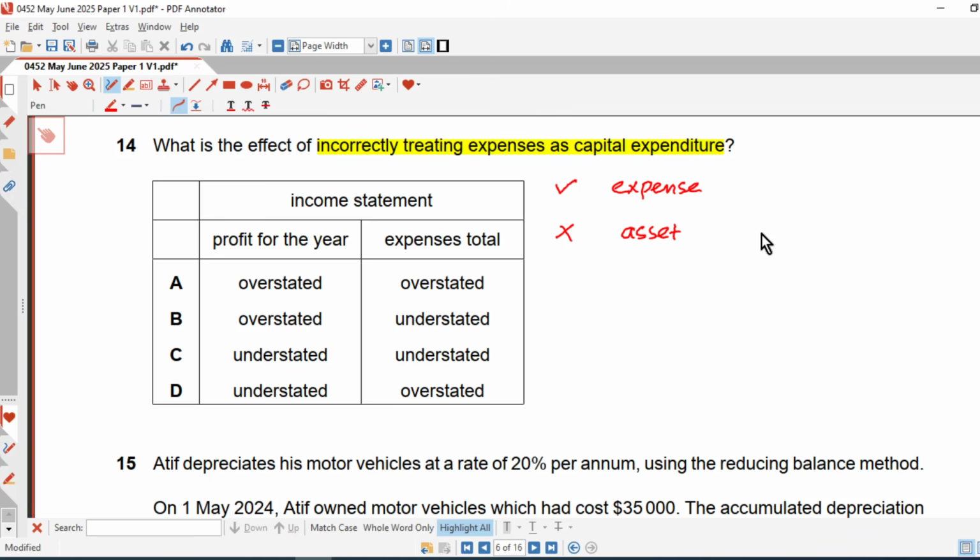Profit for the year. Since I did not record any expense, right? No expenses recorded. Yeah, incorrectly treating expenses as an asset, right? So no expenses recorded. My profit would be higher, would be overstated. Expense not recorded, so expense would be understated, and with that we derive B as our answer.